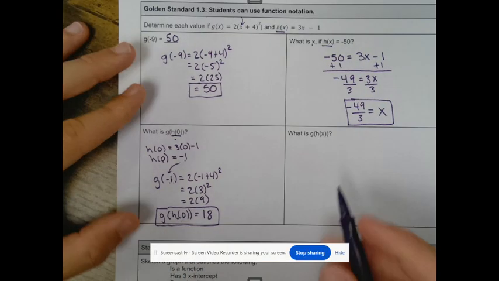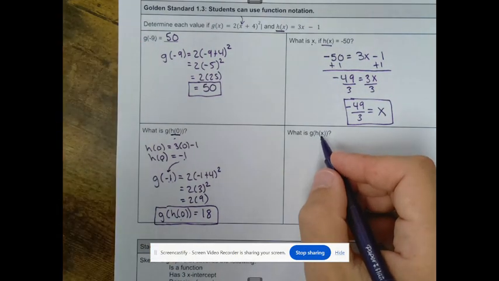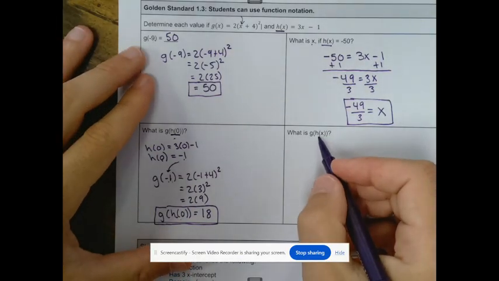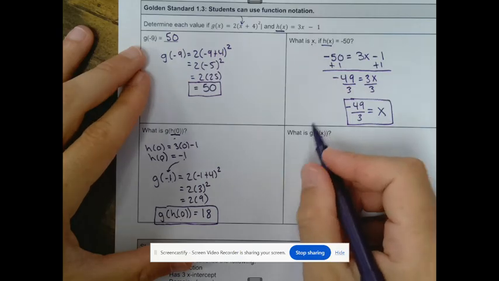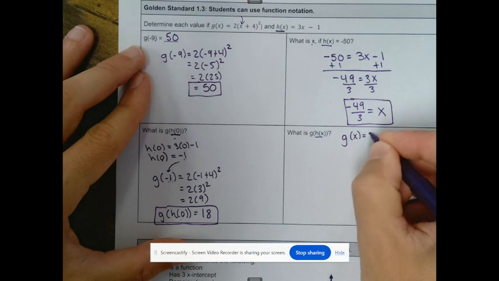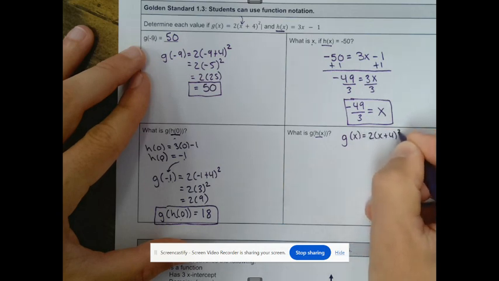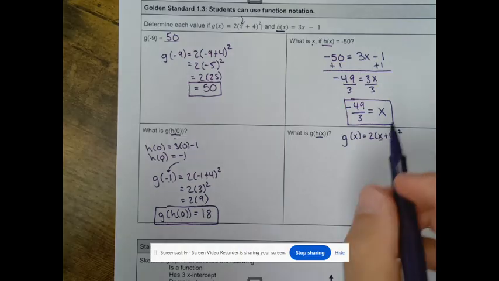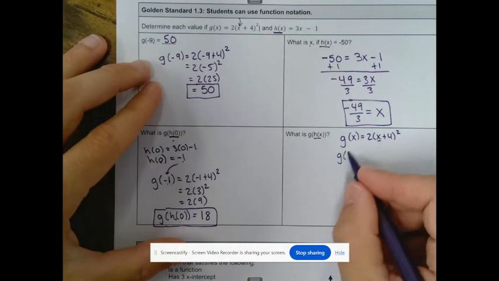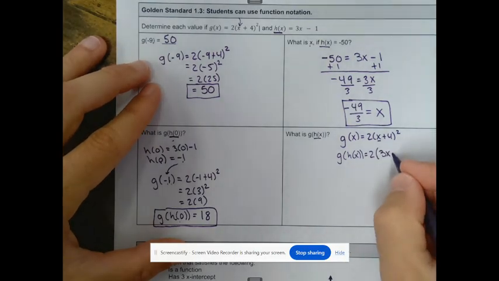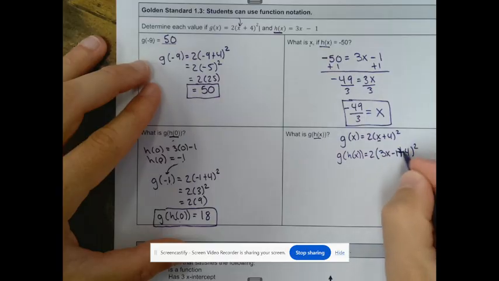All right, let's look at this one. g of h of x. Okay, so in this version, you've got to be careful. We're going to use h of x as the input into g. So remember that g of x is 2 times x plus 4 squared. What I'm going to do is take g and replace x with h of x. So that means g of h of x equals 2, instead of x, I'm going to replace it with h of x: 3x minus 1, plus 4 squared. Almost forgot, plus 4 there.